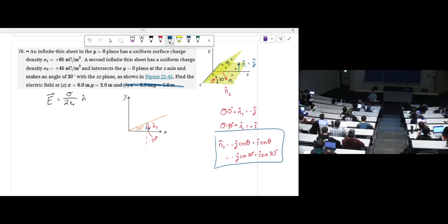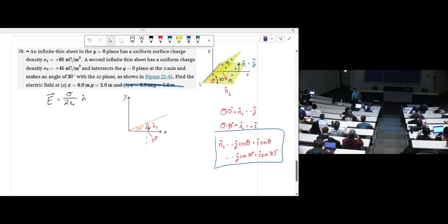Any questions on how I at least calculated what n1 and n2 hat are? William? Yeah. So that was actually going to be one of my follow-up questions. Why did I assume that n2 hat was facing down towards the other one and not up away from the other one?